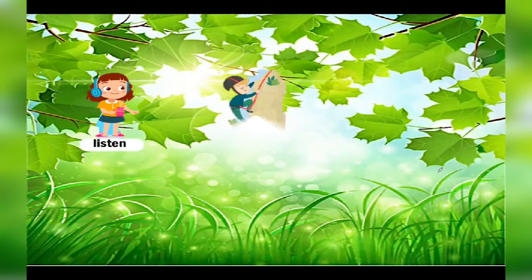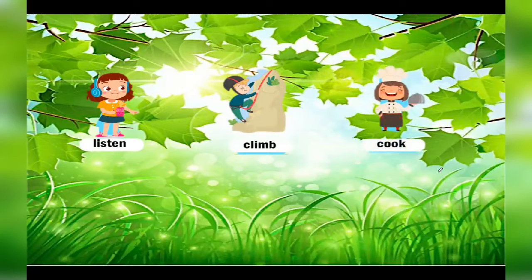Listen, climb, cook. Okay, so again, these three are ending on consonant: N, B, K. So we are just going to add ed in all of them to make the second form of them, okay? Now the verb listen has a second form, listened.